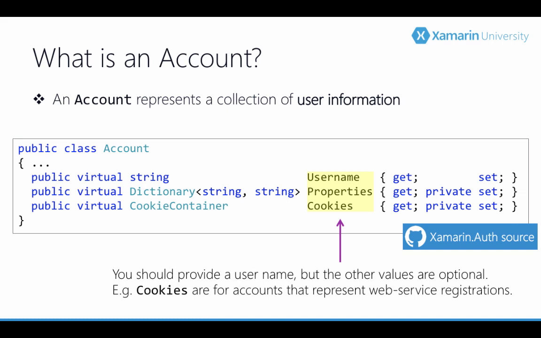There's also a properties dictionary, and this is where you'll store your data, and you can put anything reasonable you like in here. And finally, there's the cookies property. So the account object was designed to work with social networks, so it has a cookie container property. And if you're not working with a social network, it's very likely that you'll leave this empty.